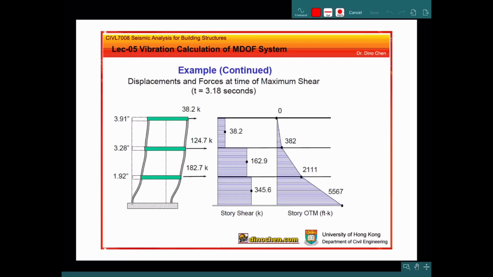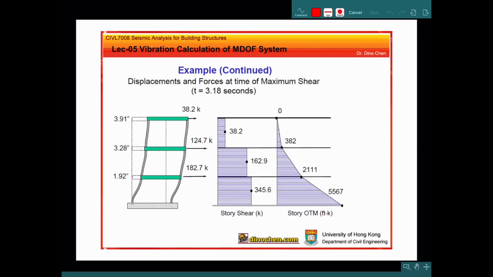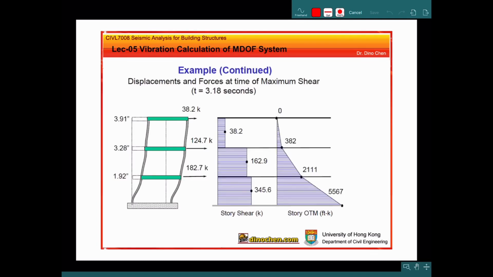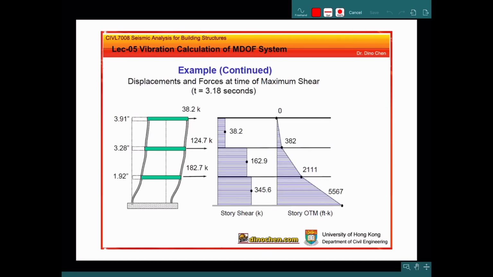So in the detailed calculation, you can see the teacher's note. They have the detailed calculation for the story shear and the overturning moment. And you should know how to capture the story shear and the overturning moment. So this is the whole content of the PowerPoint. And in the note, I have some additional knowledge to teach you. So we transfer to the teacher's note.